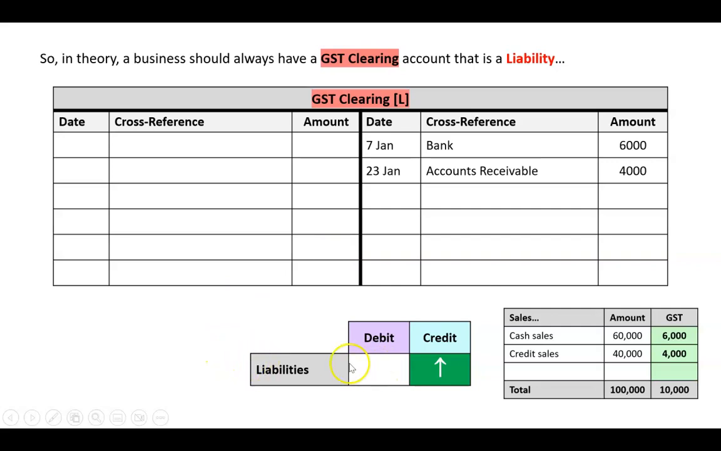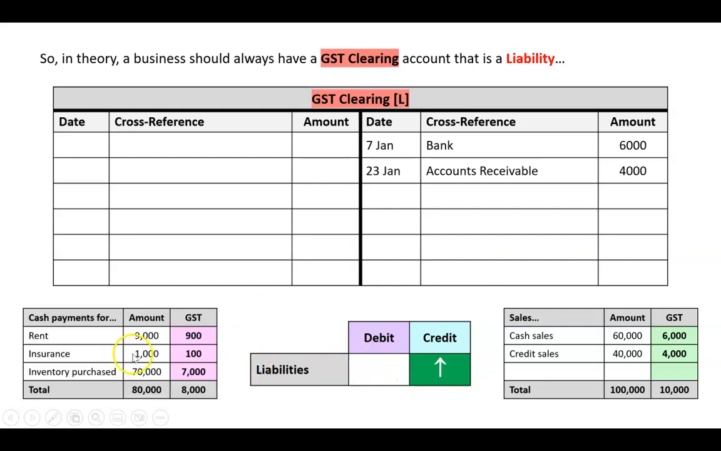Then this liability would go down every time we pay GST, and that would be for these amounts here, for the GST on the rent, the insurance, and the inventory purchased, and they'd go there. Note the references just say bank, they don't say rent, insurance, or inventory. Why? We'll deal with that in a later video. We'll just say for now that when we pay GST or get charged it, it's a debit.